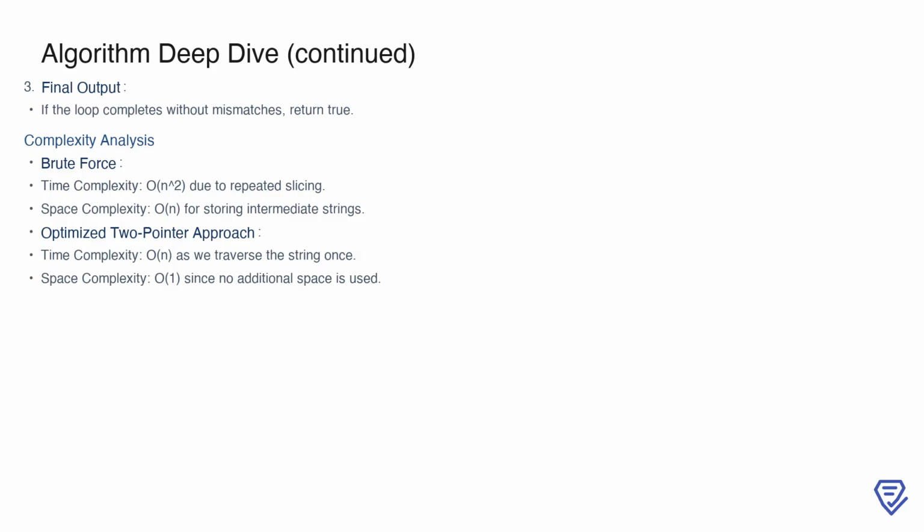In contrast, the brute force method has a time complexity of O(n²), due to repeated slicing, and a space complexity of O(n), for storing the intermediate strings. The two-pointer technique is clearly more efficient and is the recommended approach for this problem, especially for larger inputs. By eliminating the overhead of slicing, we achieve a solution that is both faster and more memory efficient.